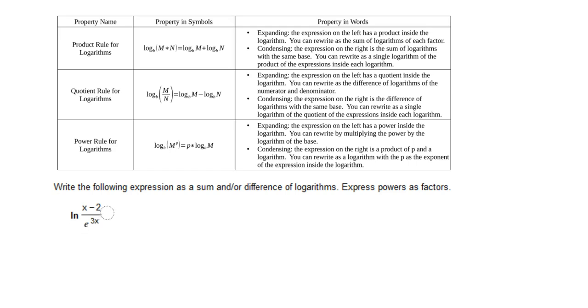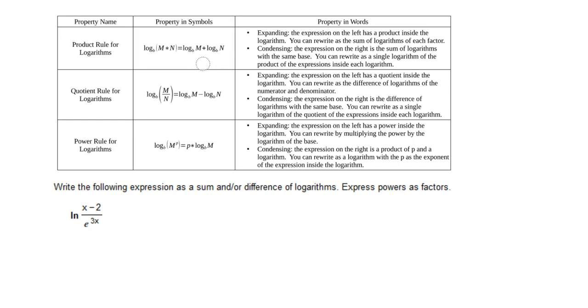So before we get started on this example, I want to take a minute to look at the properties that we'll be using to follow these instructions. We have something called a product rule for logarithms, which is when you have multiplication inside of a logarithm. When you have that multiplication, you can do what we call expanding, which is to write the log of each one of those factors.